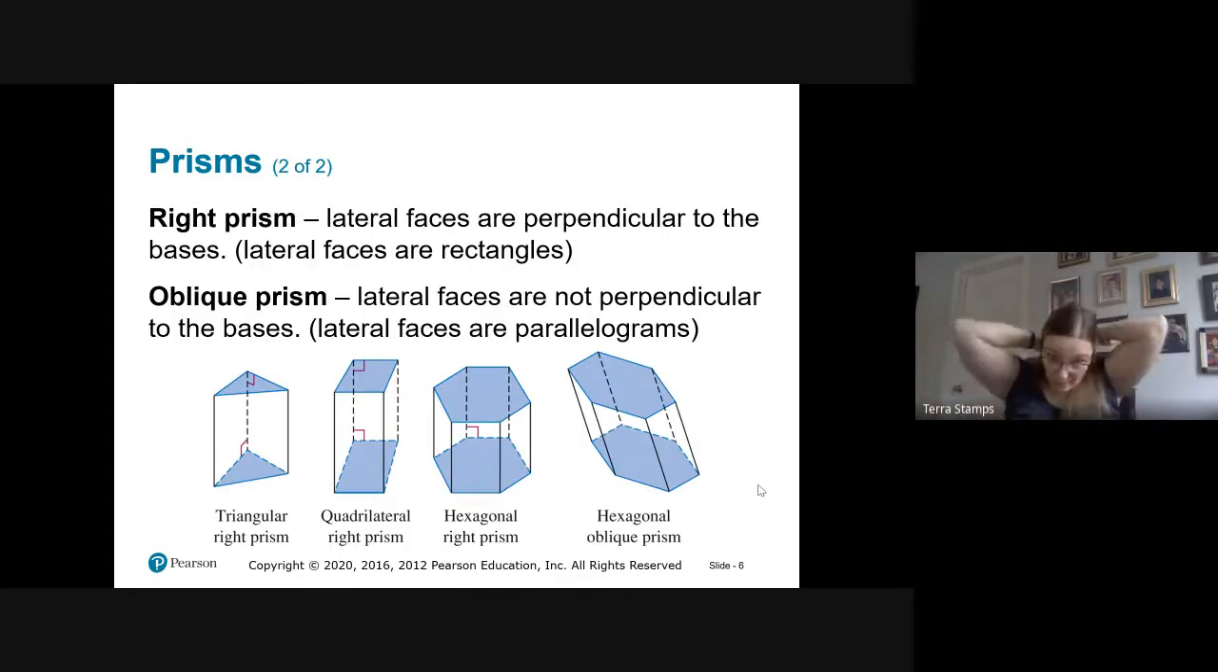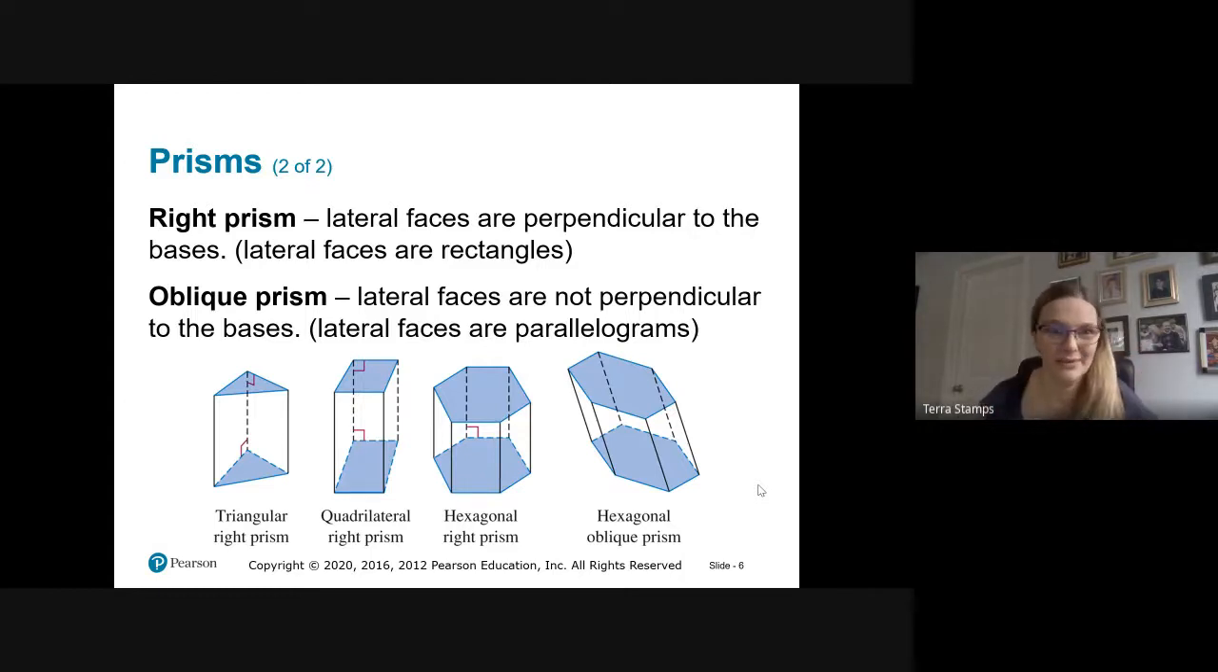So a right prism is basically like a right angle, right? A right prism is standing straight up. The base meets the lateral faces at a 90-degree angle, and the lateral faces are rectangles, right? Right angle. Oblique means it's all kind of slanted over.